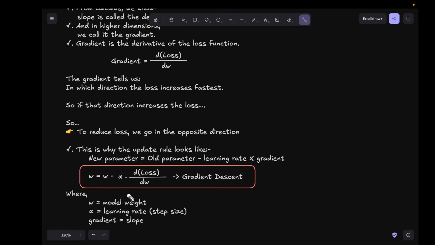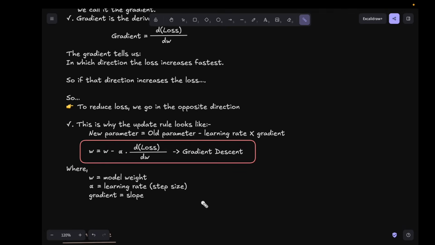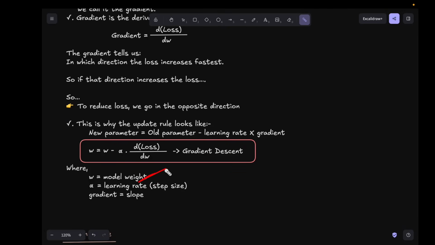So the new parameter w equals the old parameter w minus alpha, where alpha is the learning rate, times the gradient. We know the gradient is the derivative of the loss function, so the gradient equals d/dw of the loss. So w equals w minus alpha times d/dw of the loss, where w equals the model weight which we want to get, and alpha equals the learning rate, which is the step size.